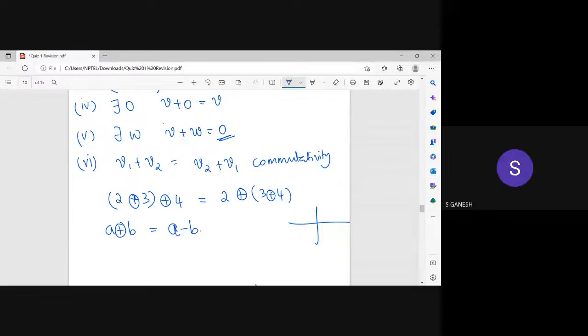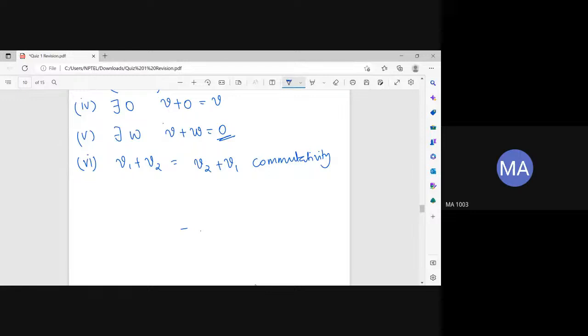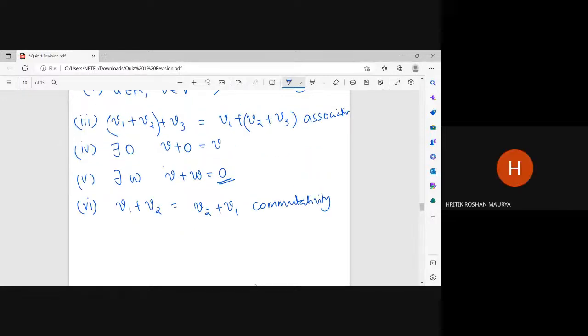Ma'am, can you explain question 8 in mock quiz 1 regarding the vector spaces? Ma'am, I will, but let me finish the definition of a vector space. Before that, please take the earlier question.